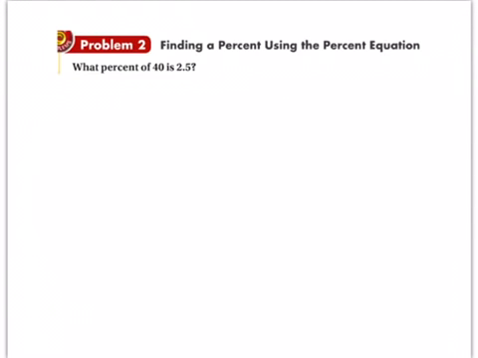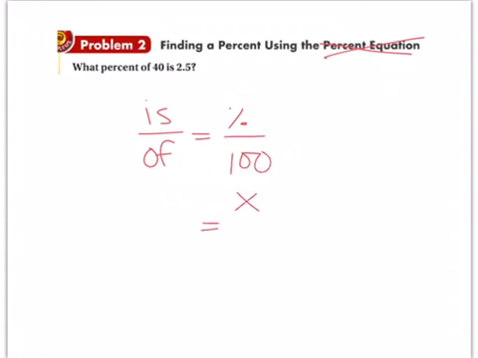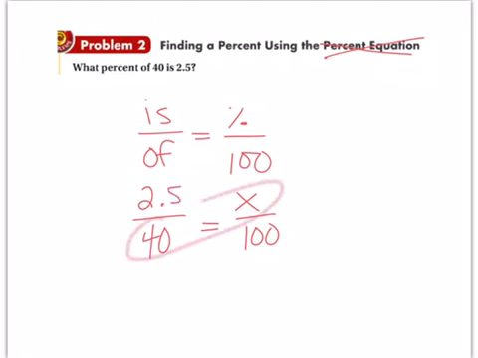Okay, now in problem 2, they want me to use the percent equation, but what I was saying earlier is I don't really ever use that, so I would still go ahead and just do it with my is over of equals the percent over 100. So they're saying what percent, that means I don't know what the percentage is, of 40, that goes in the denominator, is 2.5. Once again, we're right back at cross multiplying.